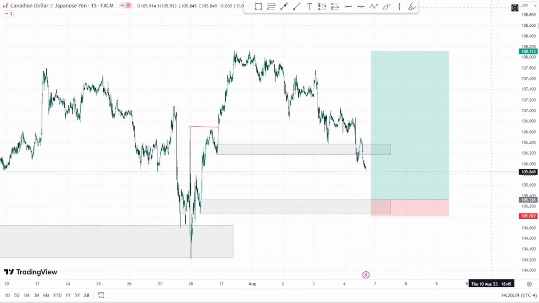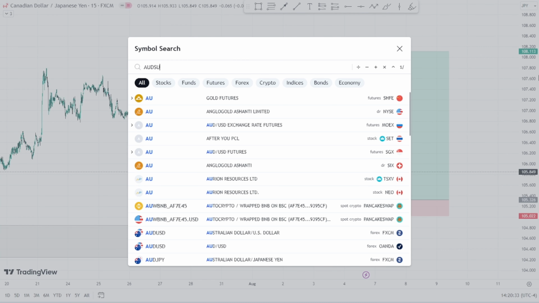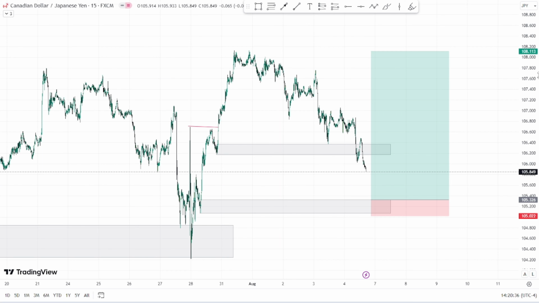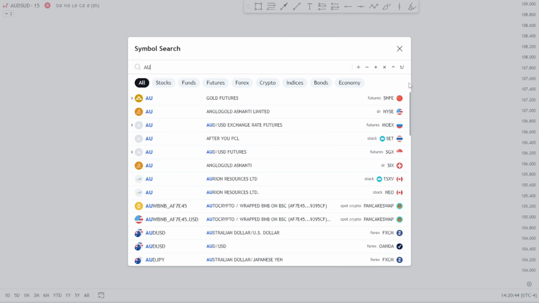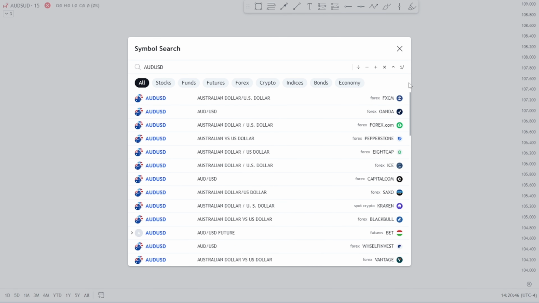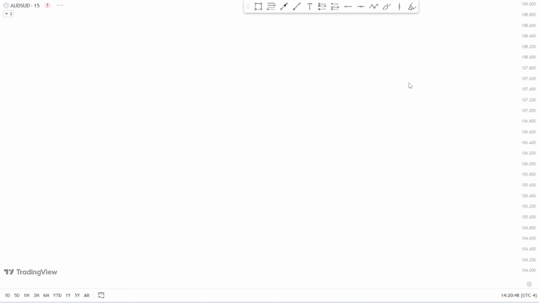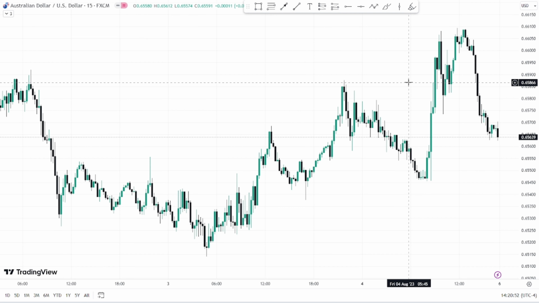And now next up we have AUD USD. AUD USD, that's what we have next. Let's see if it's gonna load. Okay, it did. Let me go to the daily time frame.